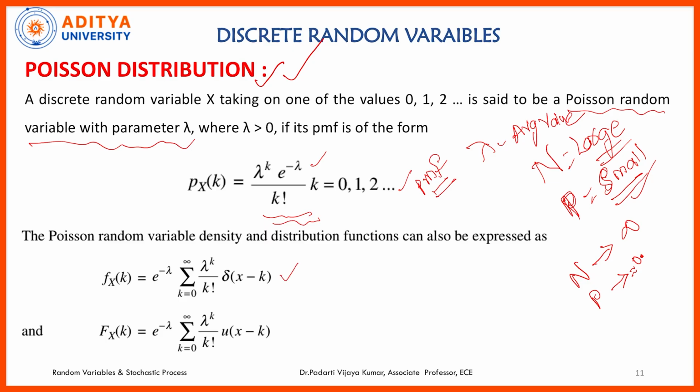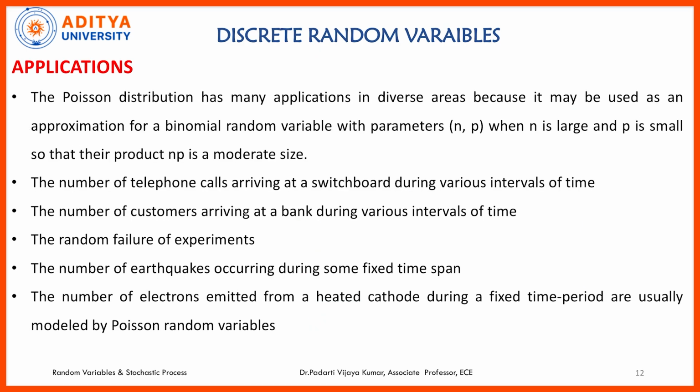So, the density function is f x of k is equal to e power minus lambda, lambda power k by k factorial, delta of x minus k. Similarly, the distribution function, the capital PDF, is u of x minus k, and the density function is delta of x minus k. There are so many applications where we apply the Poisson distribution.